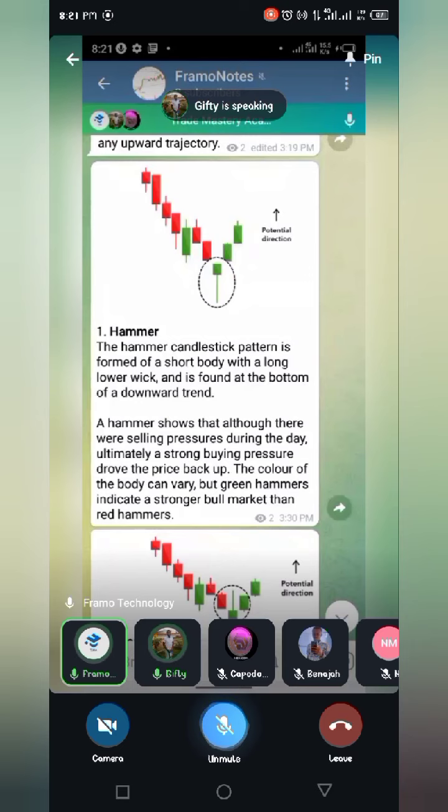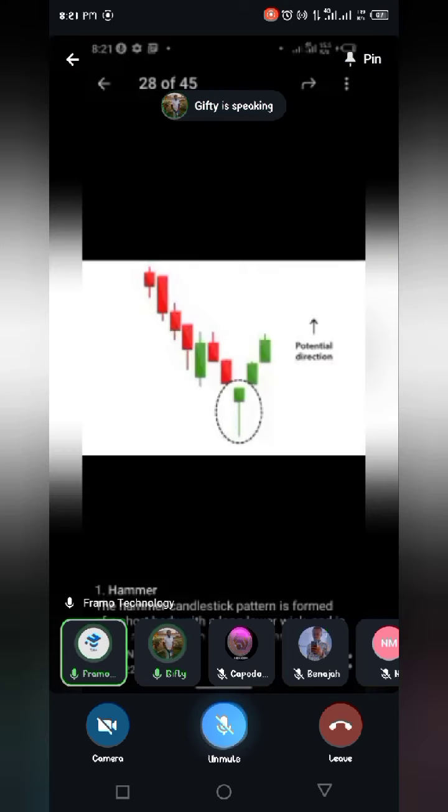Okay. So the first one is the hammer. The hammer in the image, that is what we have a black circle around. It looks like a hammer. As we learned previously, a candlestick has a body and wicks. So a hammer will have a short body at the top with a long wick, or a long tail. This shows that the buyers have been able to push it.